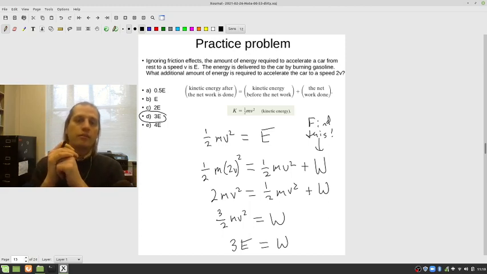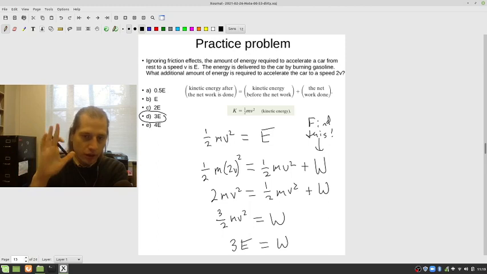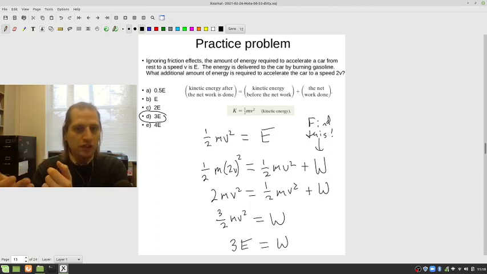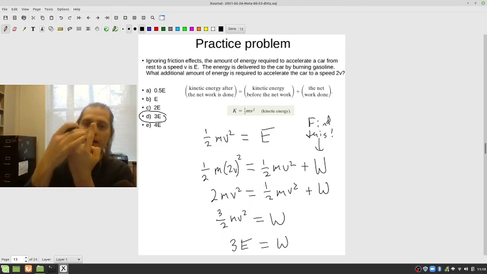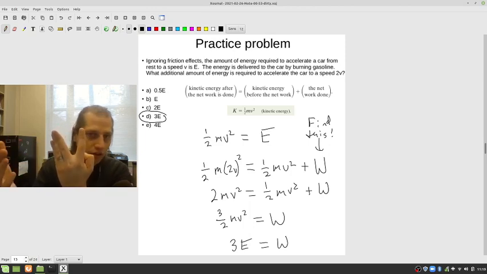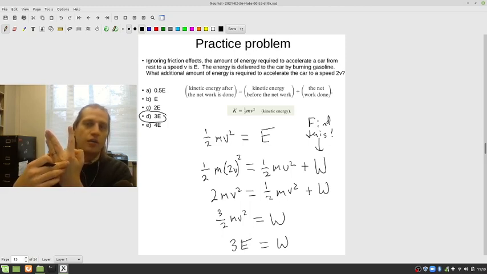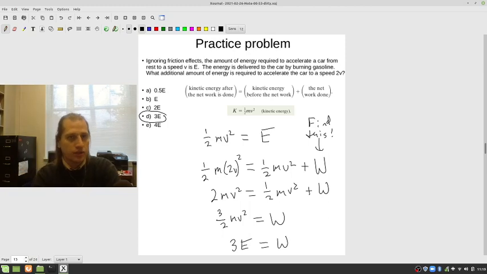That's all right. But the moral of the story is to get up to a speed of v, you needed an energy E. To get up to a speed of 2v, you need an energy of 4e. So doubling that speed, you have to add in 3 more energy units than to get to just the first one. So increasing your speed takes more work the faster you're going. Okay, so that's a sort of an interesting point.